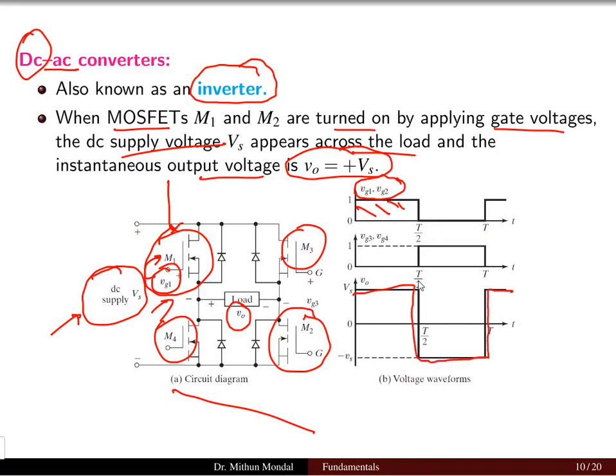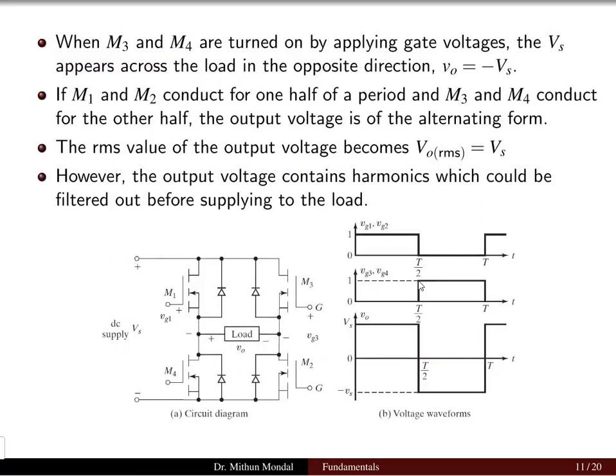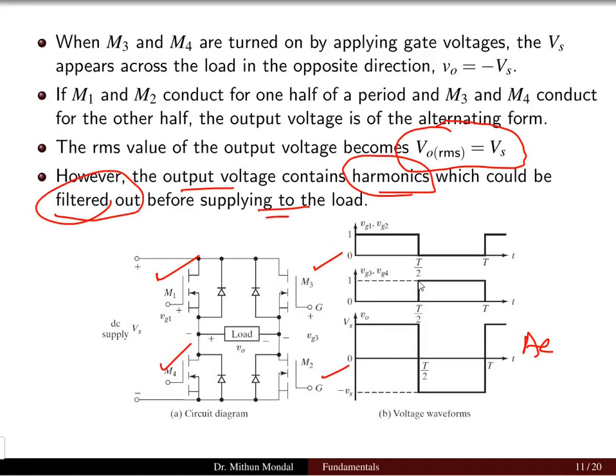The DC supply input is converted to the AC supply at the output. In the first instant M1 and M2 conduct, and then M3 and M4 conduct. So you will get the AC supply, and the RMS output voltage is equal to Vs. This output voltage may contain harmonics, which could be filtered out before supplying to the load. So before giving the output voltage to the load, some filters have to be added so that the harmonics can be removed from the supply.